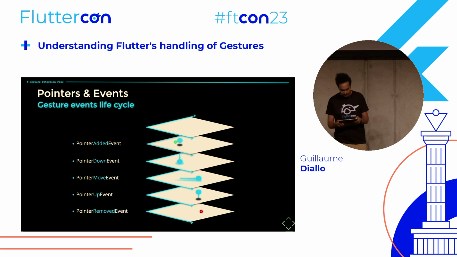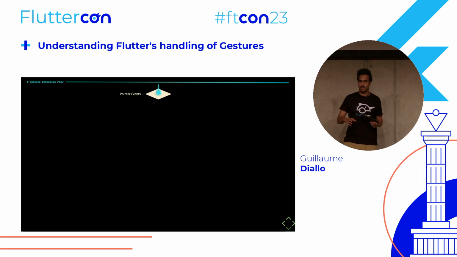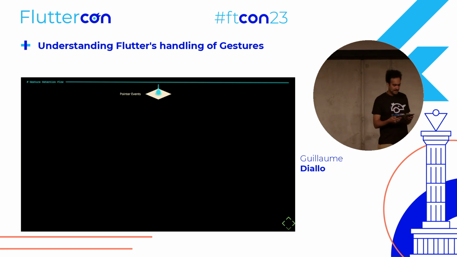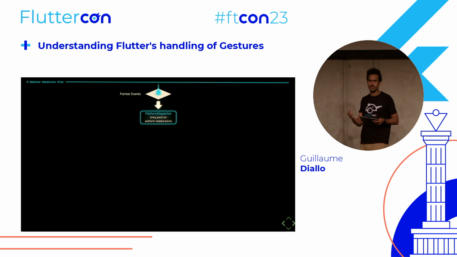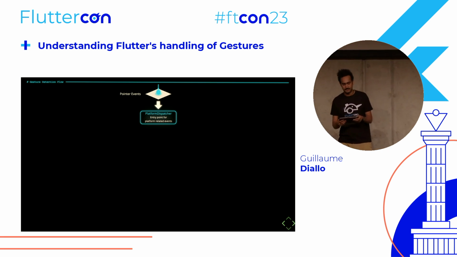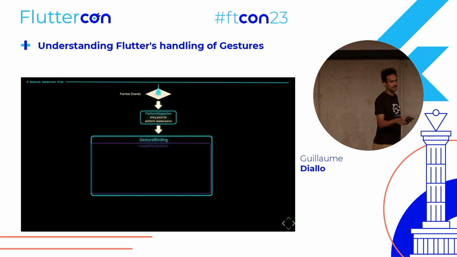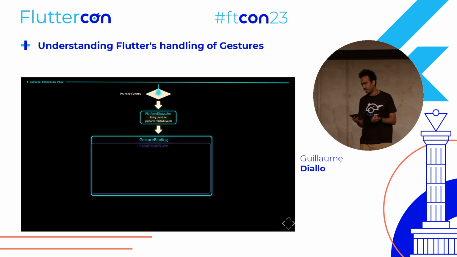So now that we all know about those pointers and the related pointer events, let's see what Flutter does with that. When a pointer event comes in, the entry point is the platform dispatcher, which is the entry point for any platform-related event. And this one calls the gesture binding. The gesture binding, you might know it because it's a mixin that sits at the very top of your application. And it has one particular method that we're going to use today, which is handlePointerEvent.